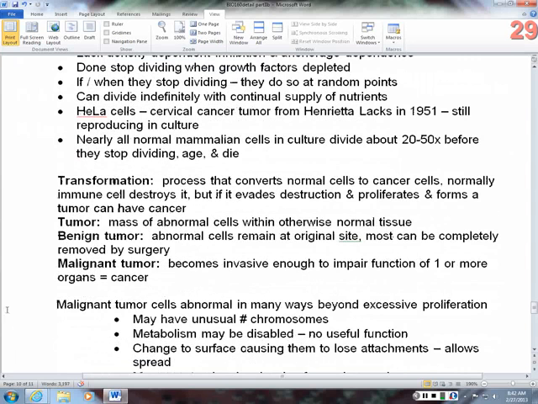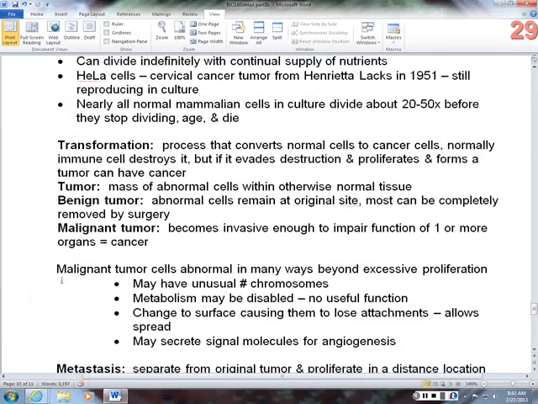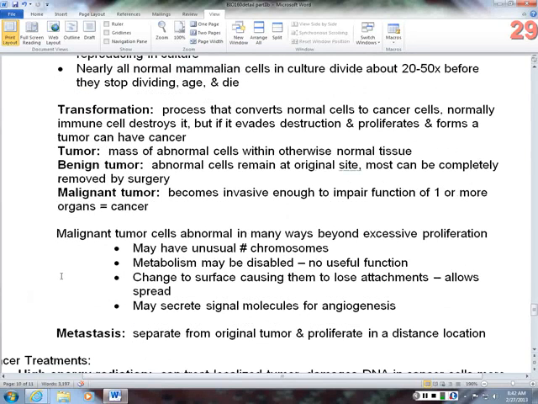So when a cell has changed where it converts to a cancer cell, we say that it's been transformed. Normally in the body, an immune cell is going to destroy this, but if it evades destruction and proliferates, it can become a tumor. And some tumors can become cancerous. So the tumor is just a mass of abnormal cells in otherwise normally functioning tissue.